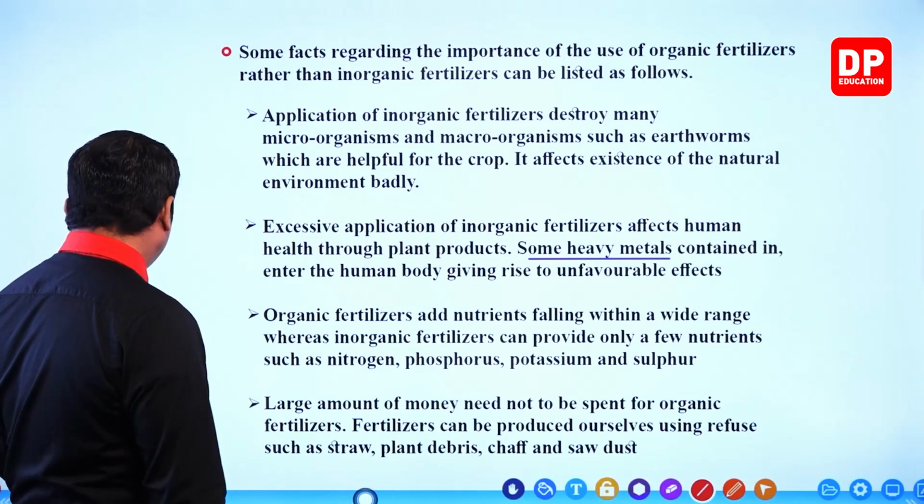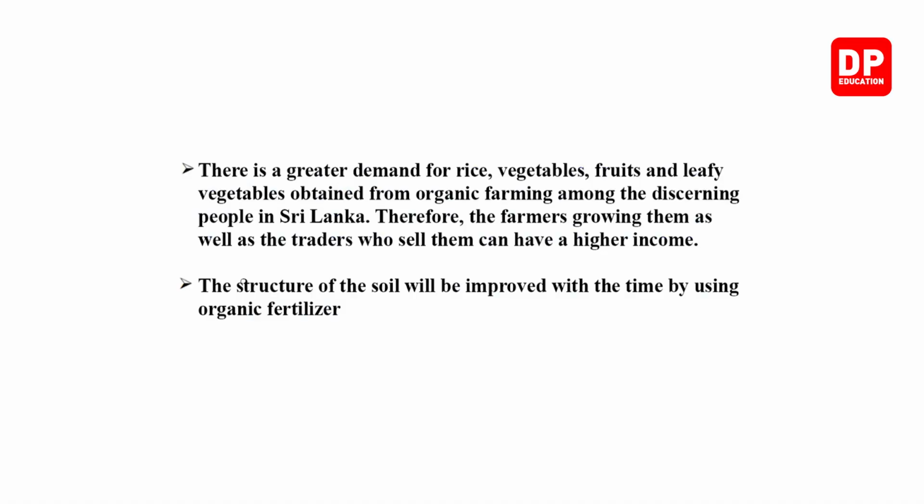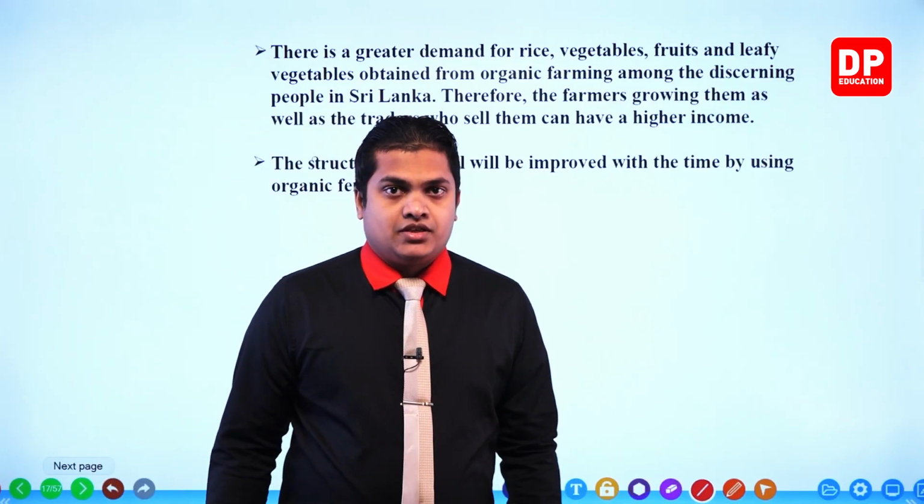Right then. So my dear children, the next two important facts. Let's see. There is a greater demand for rice, vegetables, fruits and leafy vegetables obtained from organic farming among the discerning people in Sri Lanka. Therefore, farmers growing them as well as the traders who sell them can have a higher income. Then the next thing, my dear children.